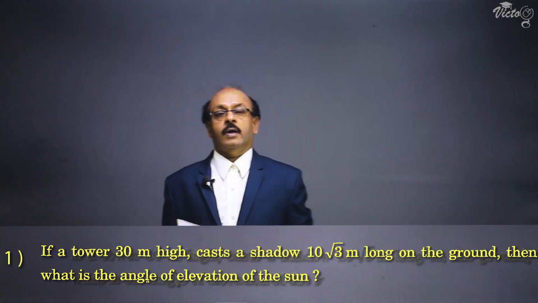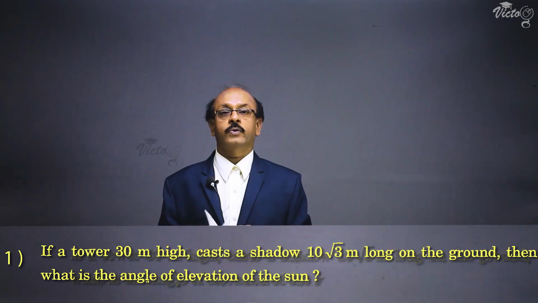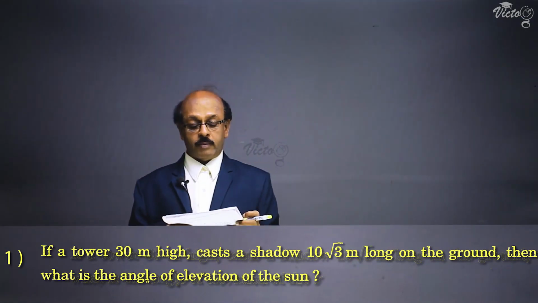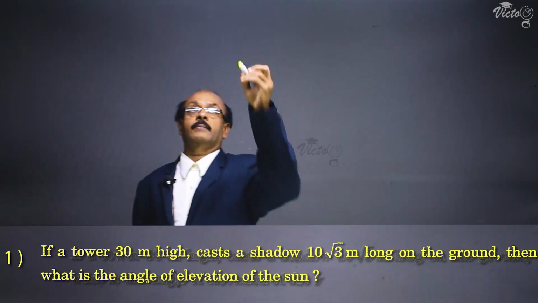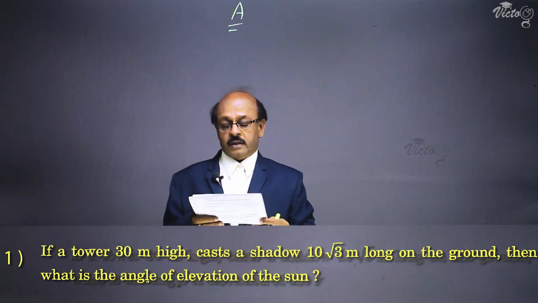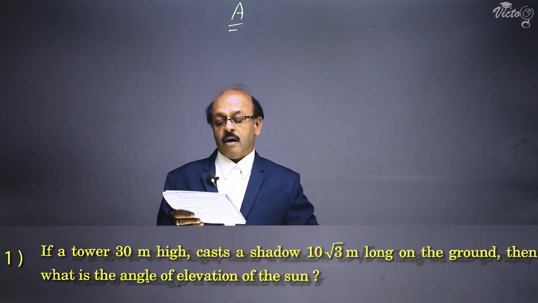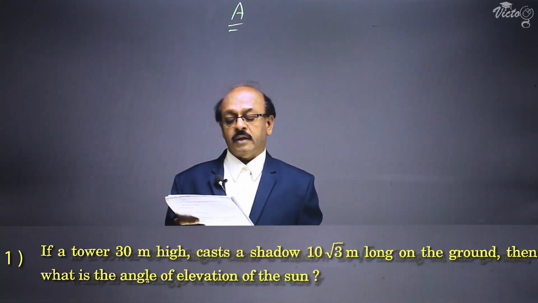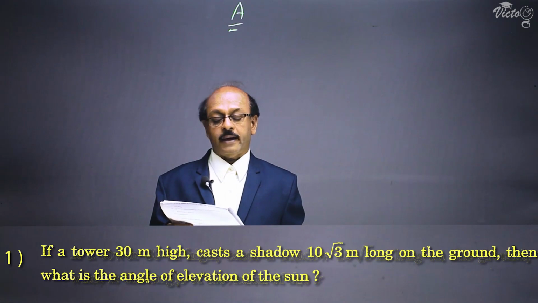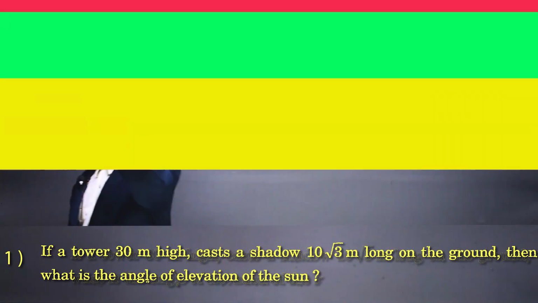Today we are going to work out another question paper, board exam question of 2017. First question for 1 mark, section A. The question is that if a tower 30 meter high casts a shadow 10√3 meter long on the ground, then what is the angle of elevation of the sun? That is the first question, question number 1.